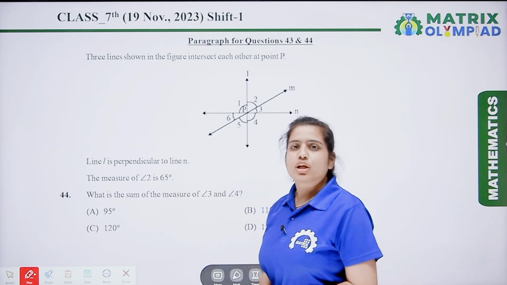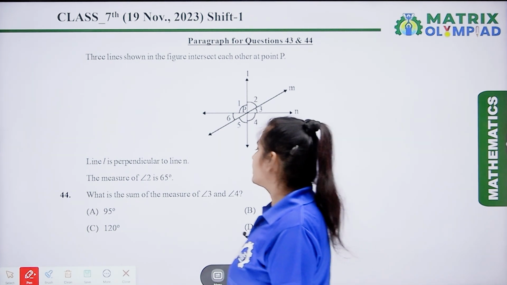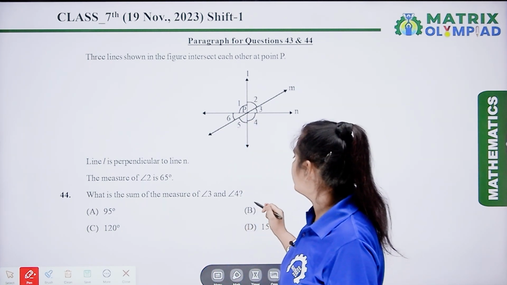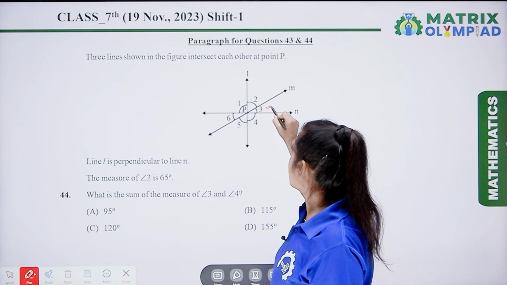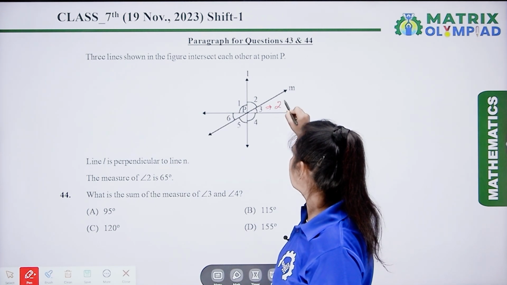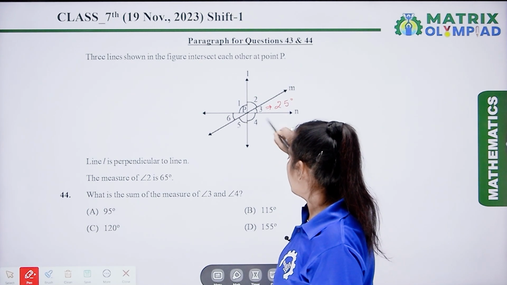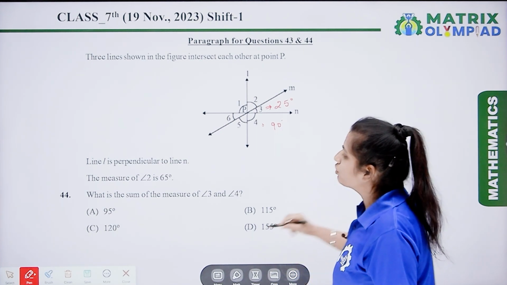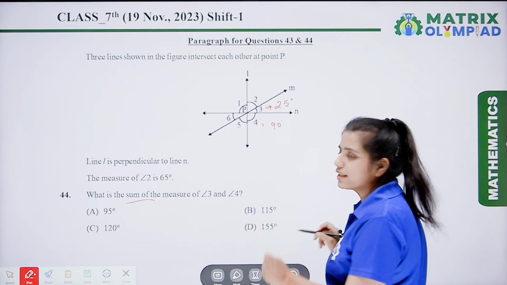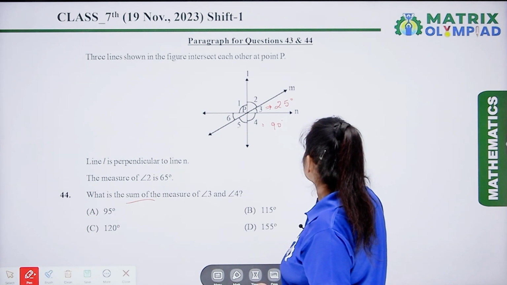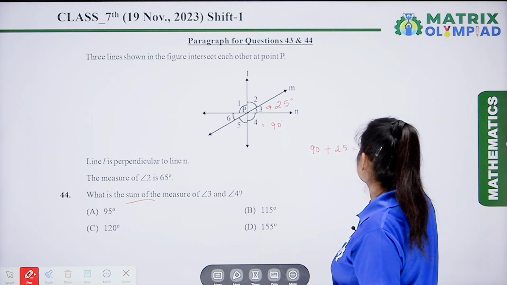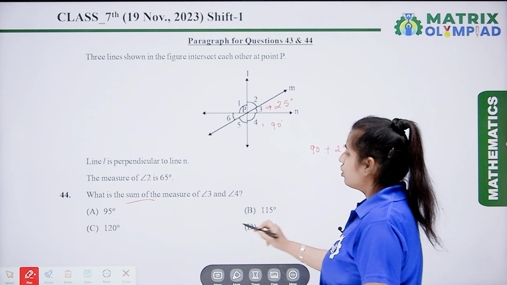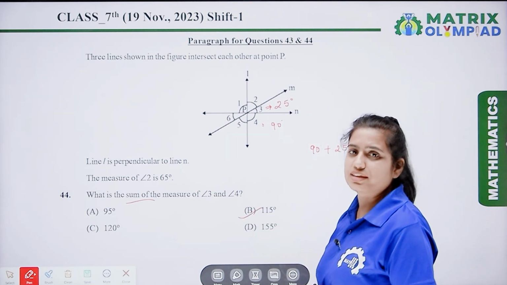Now the next question, question number 44. What is the sum of the measure of angle 3 and angle 4? Here it is angle 3. In the previous question, we found the value of angle 3, that is 25 degrees, and here angle 4 is 90 degrees. So the sum of the measures of angle 3 and angle 4 is 90 degrees plus 25 degrees, that is equal to 115. So here option B is the correct answer.